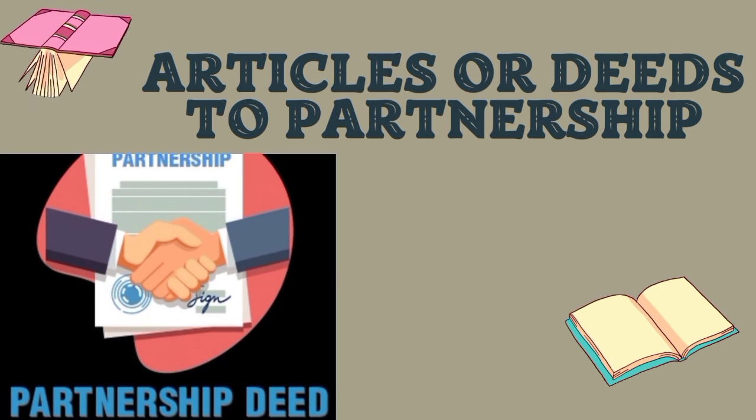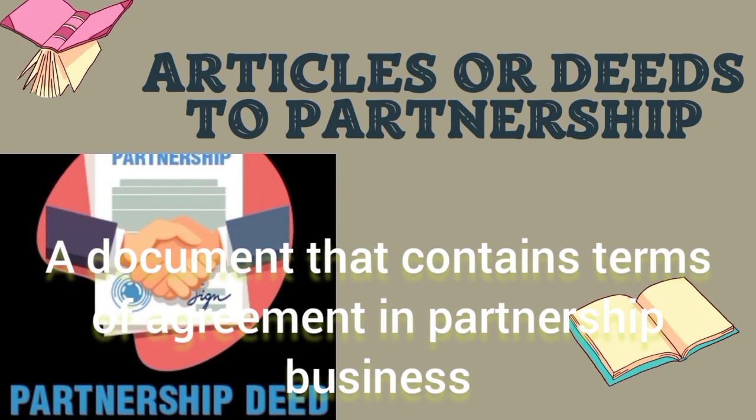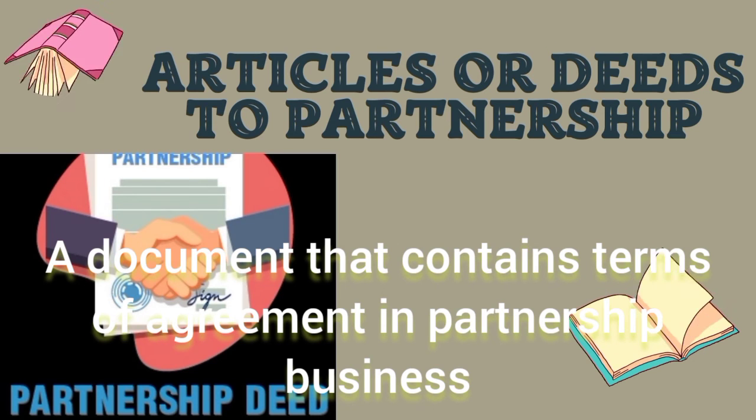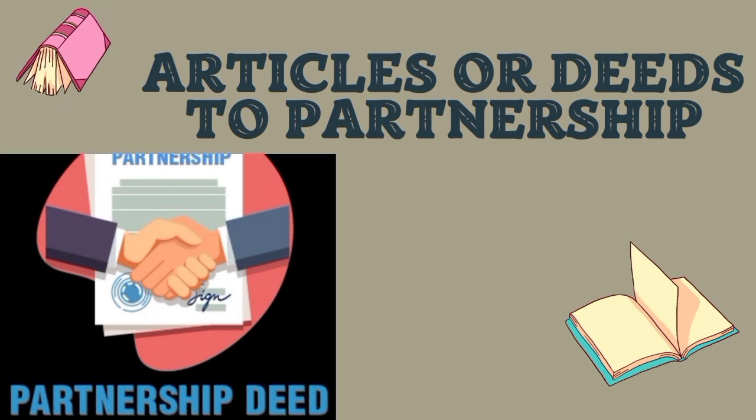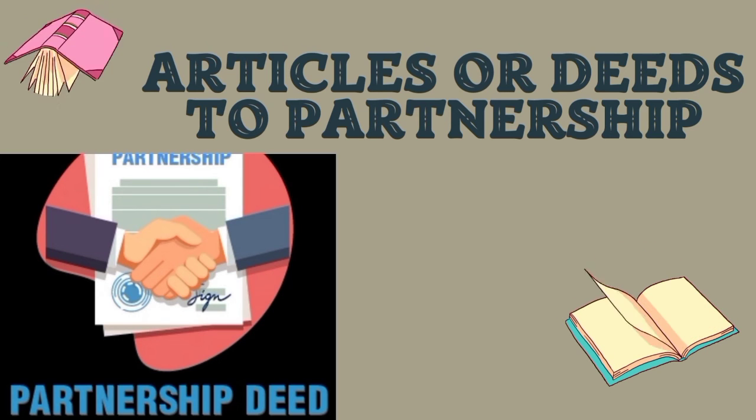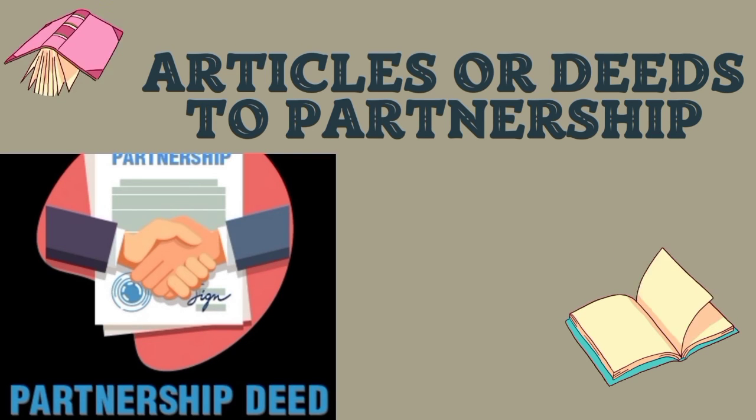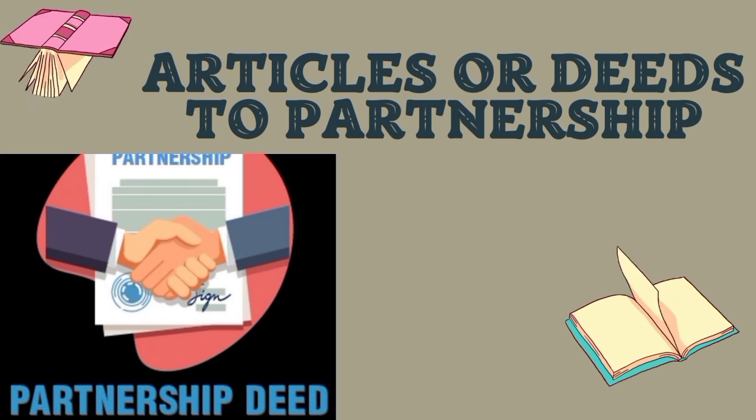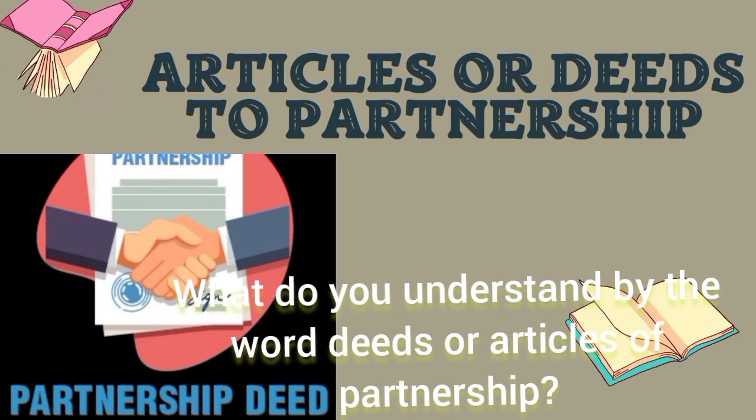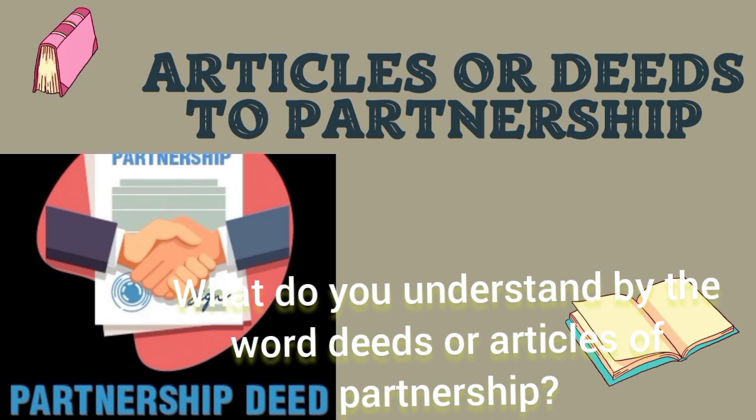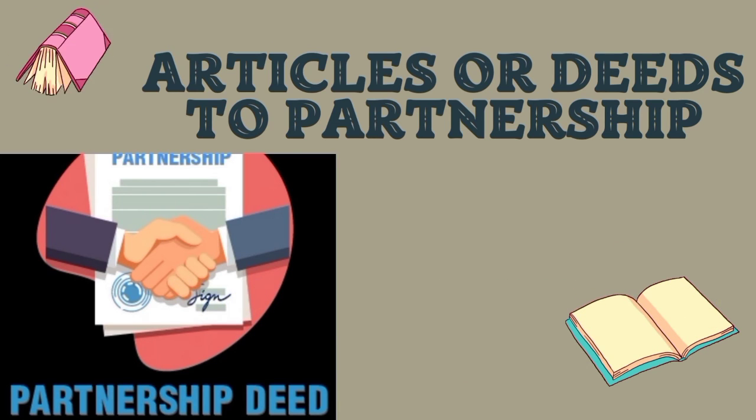This refers to a document that contains terms of agreement in a partnership business among partners. And these include one, the name of the firm, two, names of the partners, three, the place of the business, four, the description of the nature of the business, five, partners' right in the business, and the last, partners' profit and loss sharing ratio. Now, these are some of the deeds of partnership.